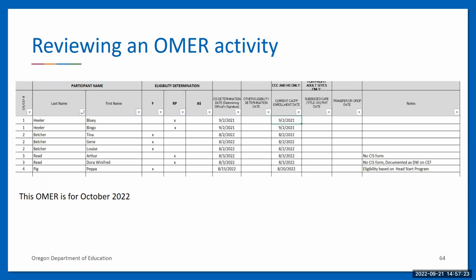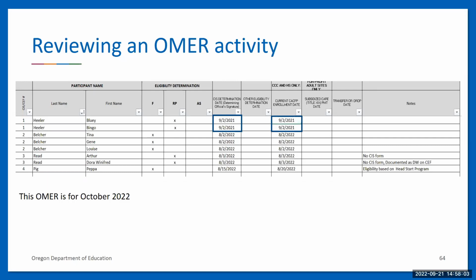Let's start at the top. When reviewing Bluey Healer, hopefully the first thing that jumps out at you is the date listed in the current CACFP enrollment date column. This date is listed as 9/2/2021, meaning that it has expired by the OMER report month of October 2022. Bingo Healer, the second participant listed, also has the same error. This requires the reviewer to review the CACFP enrollment form for Bluey and Bingo to determine if the form is expired or if the date was entered into the OMER incorrectly.